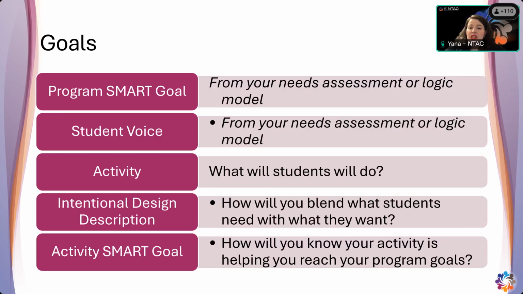So Zaria shared that the program SMART goal is that by the end of the program year, 70% of 4th through 6th graders will improve reading comprehension and show increased interest in reading based on assessments and participation. So we're using an academic goal of increasing that reading comprehension and using an assessment, and you can choose what kind of assessment you want.